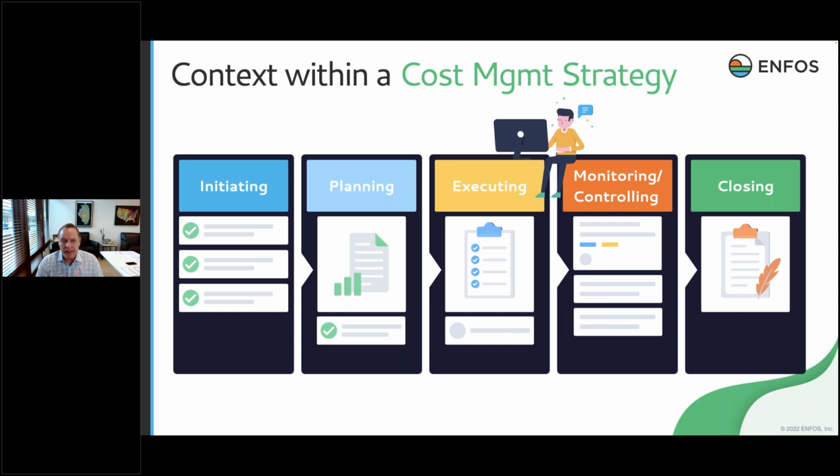Most people have seen this type of chart or visualization before, where we have initiating projects, planning, executing, monitoring and controlling, and then closing. I want to spend time talking about that on this slide and the next slide. I think it's important to know that enterprise software like ENFOS is designed for portfolios. Basically what we mean by that is, I'm an organization that has multiple remediation sites to manage, not just a single site.